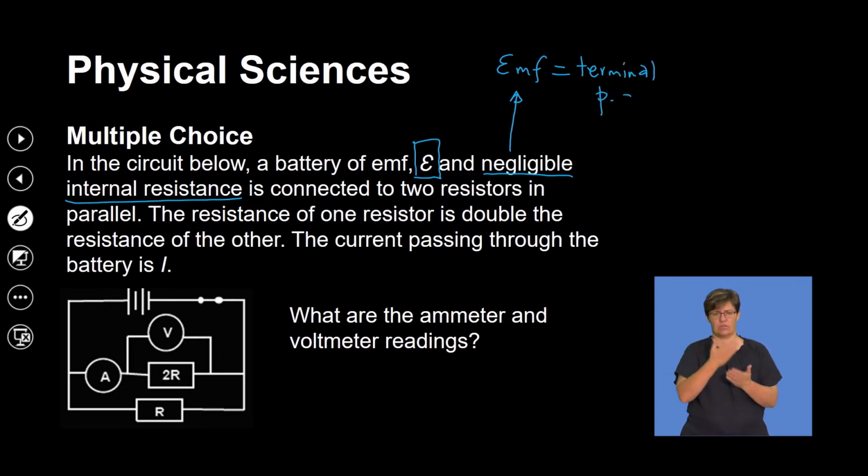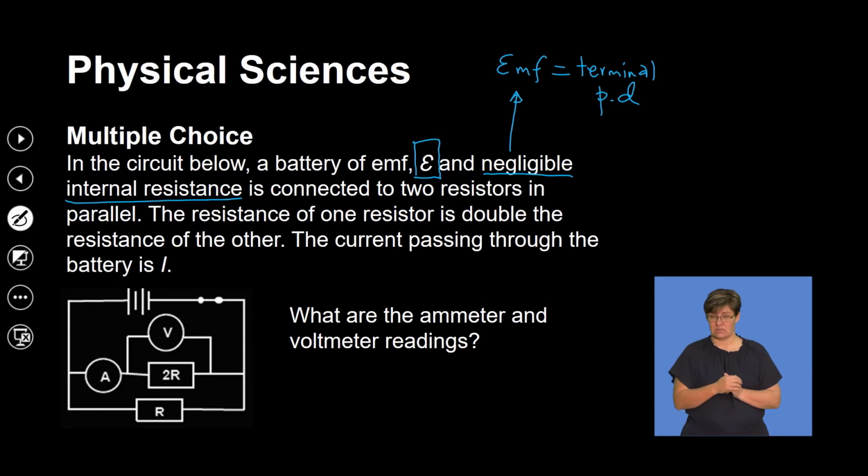What does that mean? Because the battery has negligible, or a very small resistance that we can ignore, it means the maximum energy that this battery can provide is equal to the terminal potential difference, which goes to the external circuit. Now, these two are connected to 2 resistors in parallel. The resistance of one resistor is double the resistance of the other. This is a very useful piece of information.